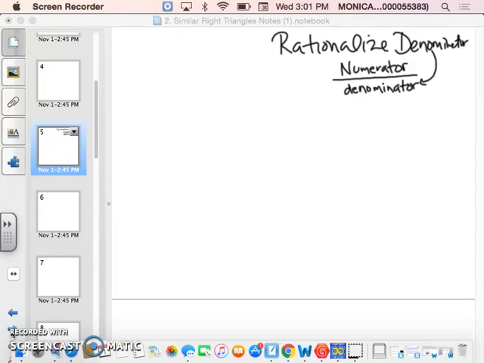Believe it or not, this word says denominator up here. So to rationalize a denominator, you can get this done in about 5 steps. The first thing you need to do is we're going to look at 2 examples to start out.